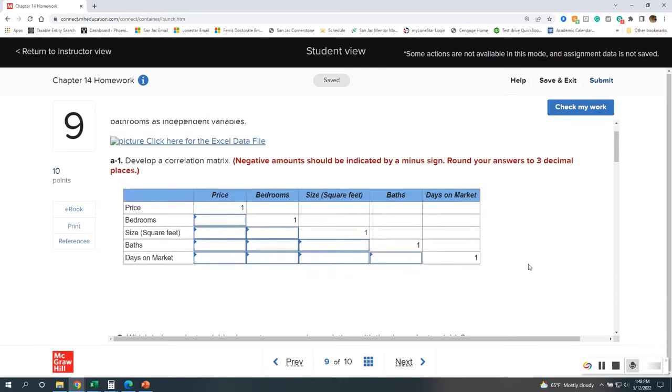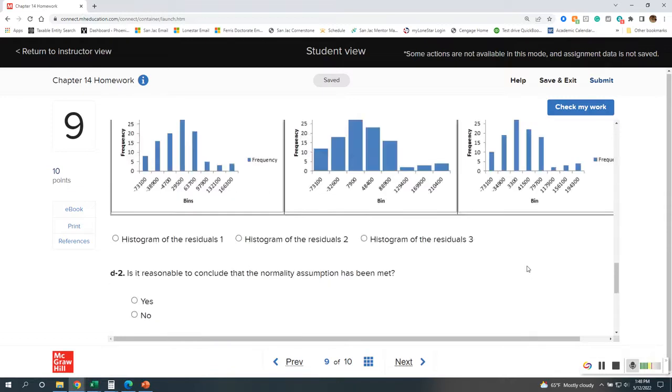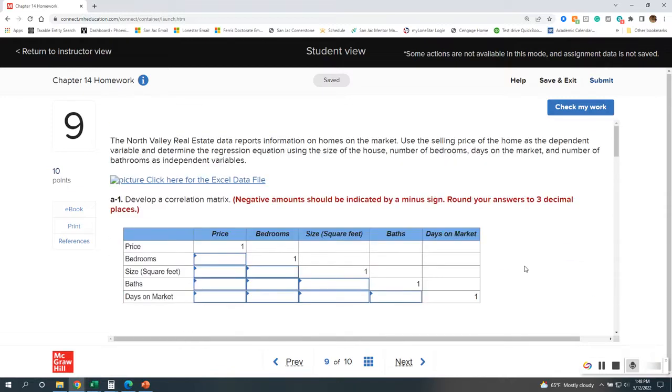9. 9 wants to punish us for making 8 so easy. Okay, so 9. The North Value Real Estate Data reports the information on homes on the market, using the selling price of the home as the dependent variable, and determine the regression equation using the size of the house, number of bedrooms, days on the market, and number of bathrooms as independent variables. Develop the correlation matrix.